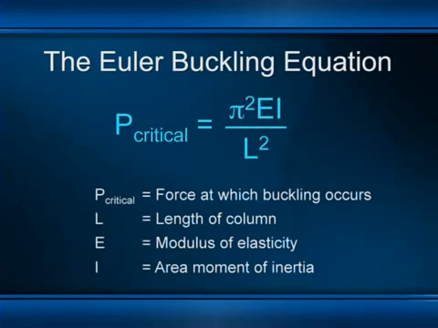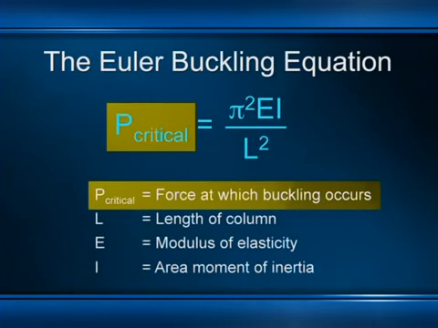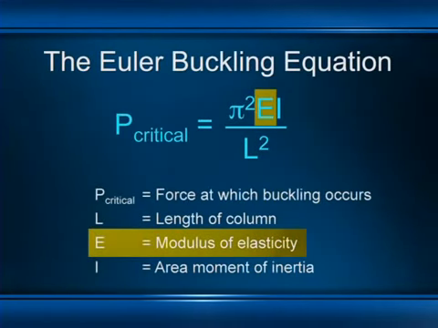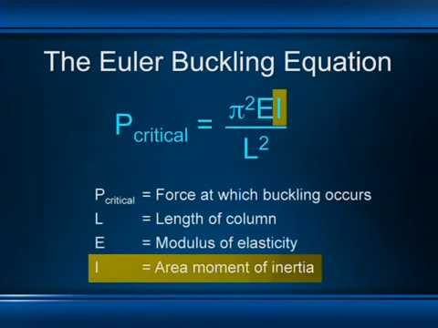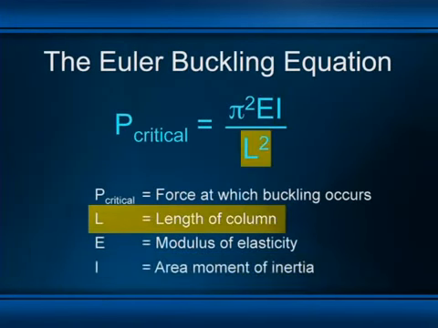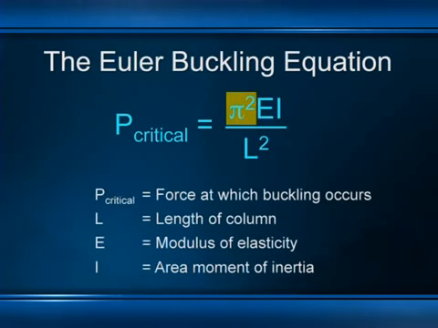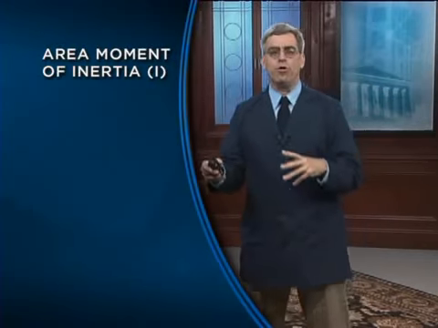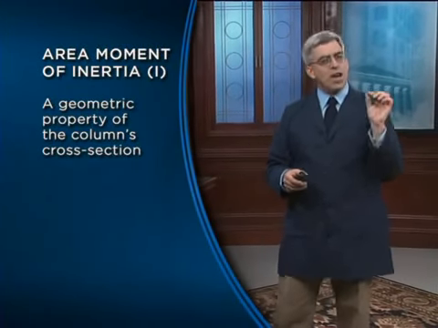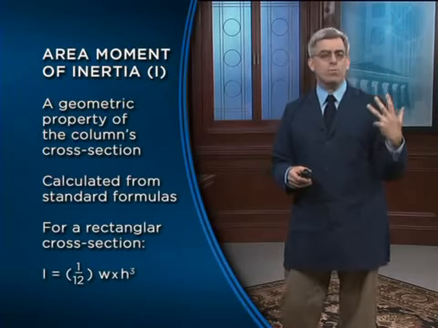And here it is. The basic idea here is that the force at which a column buckles depends on, first, the modulus of elasticity, a measure of the material's stiffness, times the area moment of inertia, a measure of the cross-section's resistance to bending, divided by the column's length squared, and then finally the remaining term pi is just the number 3.14159... So the only term in this equation that you haven't actually seen previously is this area moment of inertia. It's a geometric property of the column's cross-section, calculated from standard formulas.